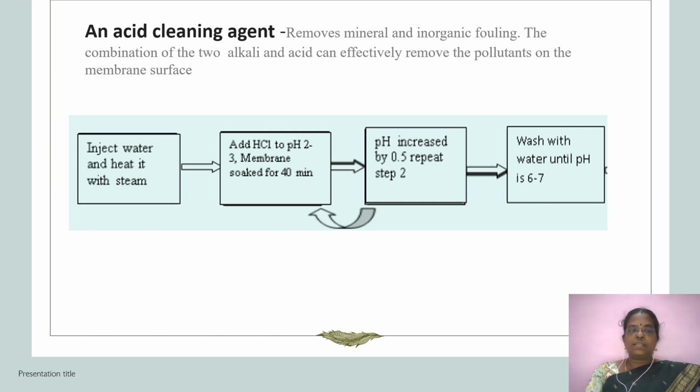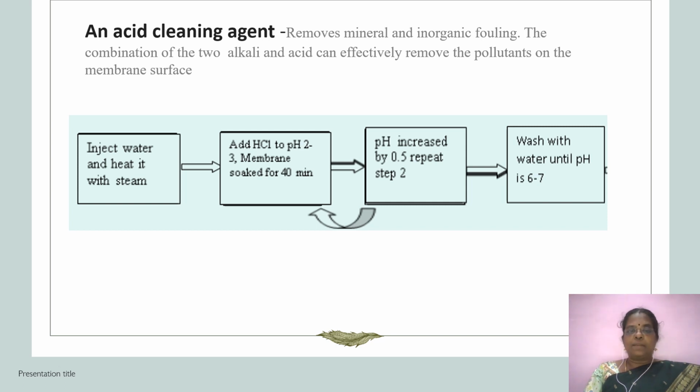Okay, inject water, heat it with steam, as it is similar to that of the alkali cleaning. Now add HCl of a pH range of 2 to 3. Okay, the membrane is soaked for 40 minutes now. Okay, so now we have to check whether the pH has increased by 0.5. There it was decreasing, here it is increased. Okay, so if it is increased by 0.5, then we have to repeat the step.